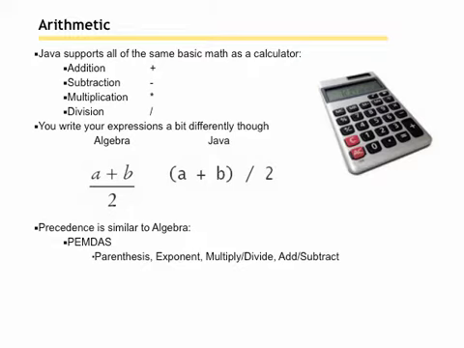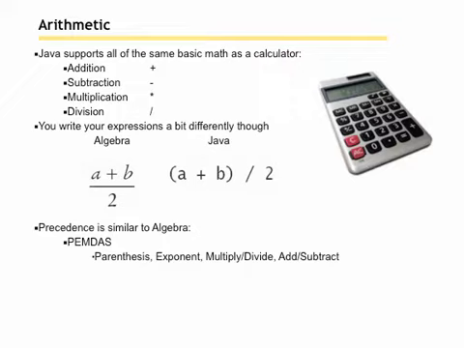Arithmetic. In Java you can do math: addition, subtraction, multiplication, division, all stuff you're very familiar with from your math class. You just have to write it a little bit differently. So in algebra you might write a plus b divided by 2, but in Java you have to put a plus b in parentheses, meaning do this first, and then the slash, the one that's on the same key as the question mark, is how you say divided by in Java, and then 2.